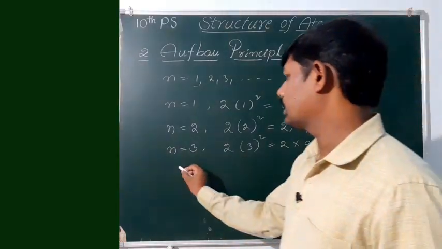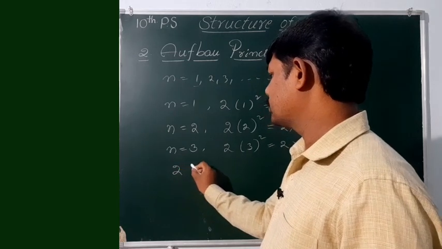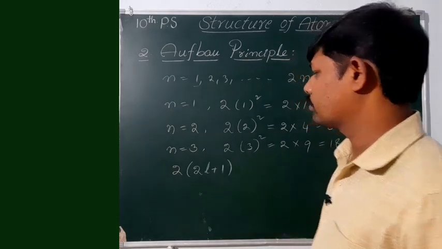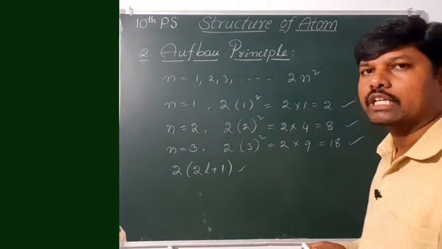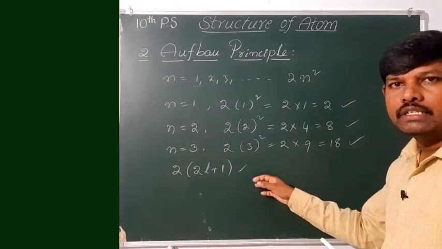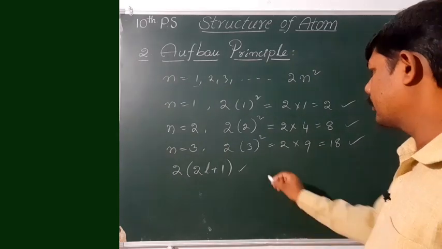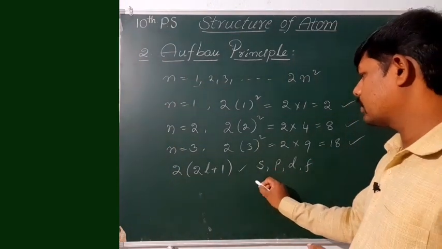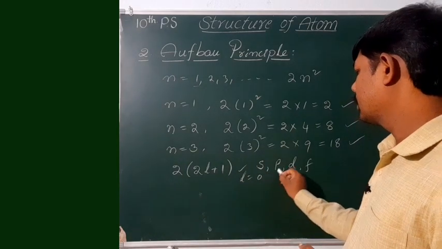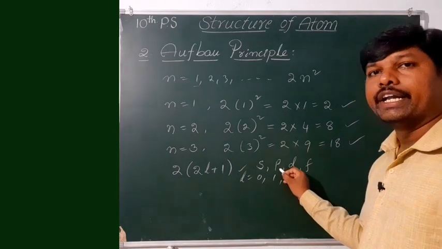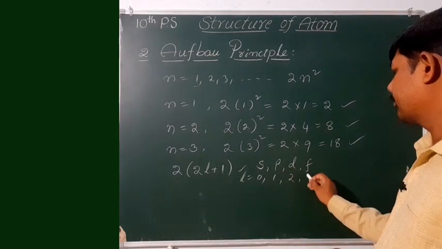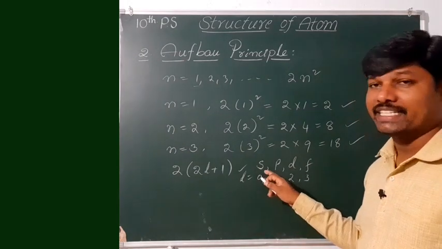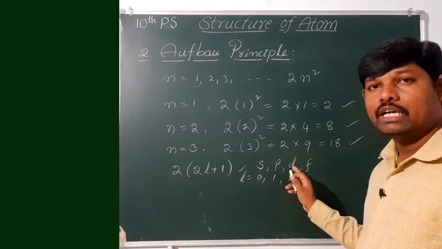So by using this formula, 2 into (2l plus 1), we can find out the number of electrons present in the subshells like s orbital, p orbital, d orbital and f orbital. We know that for s orbital the l value is equal to 0, p orbital l value 1, d orbital l value 2 and f orbital l value 3. So by substituting the l value here, we can find out how many electrons are present in the s orbital, p orbital, d orbital, f orbital, like that.